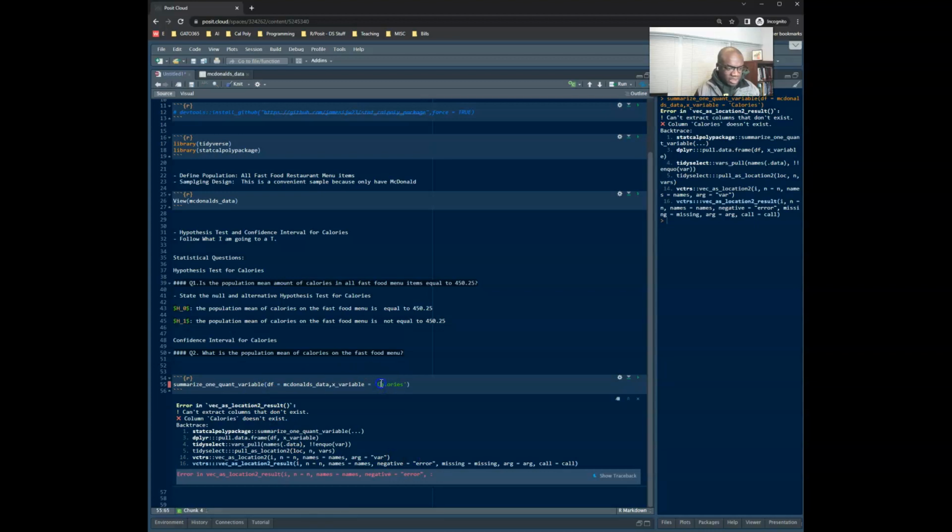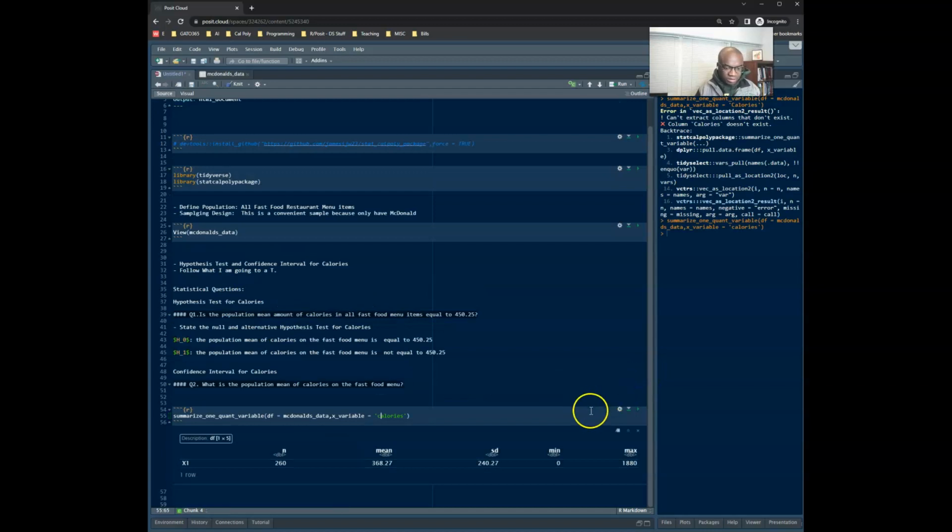Because it should be lowercase c. Sorry about that. All right, so it tells us the sample size, the mean is 368.27, the standard deviation is 240.27, and the min and max. And again, you can ignore this x1 here.